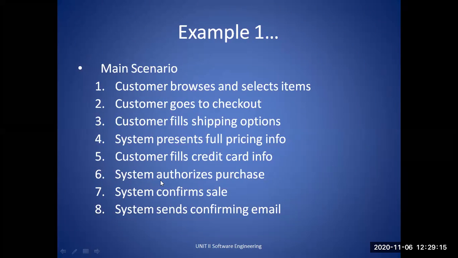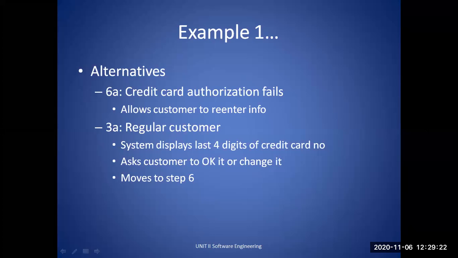Next, sixth, system authorizes purchase. Just now I told you regarding the credit card information. So this is one kind of use case. The use case is buying a product, online purchase of the product.